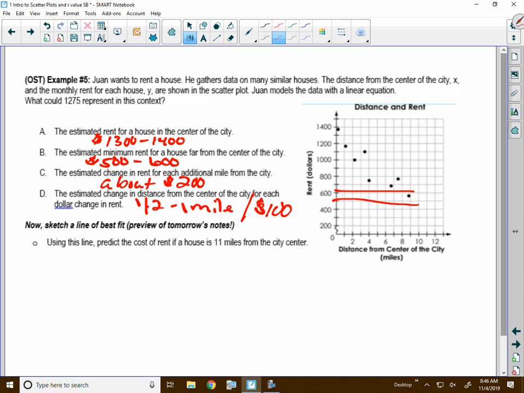Okay, all right. You're going to sketch your line of best fit. I know we didn't talk about this today. We're going to talk about it tomorrow. But your line of best fit would be somewhere like there. Doesn't need to be perfect, but something like that. You want to have the same amount of dots on one side that you do on the other side.